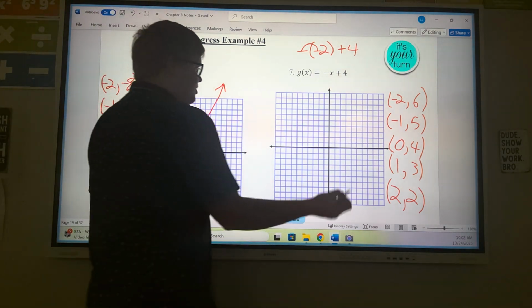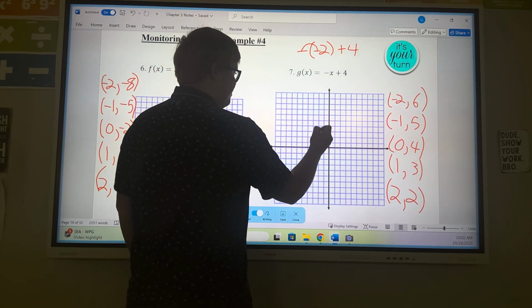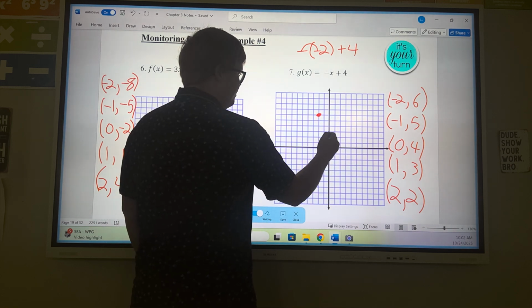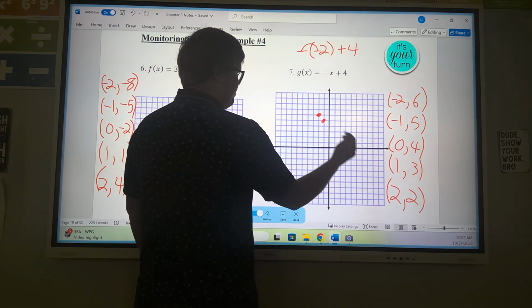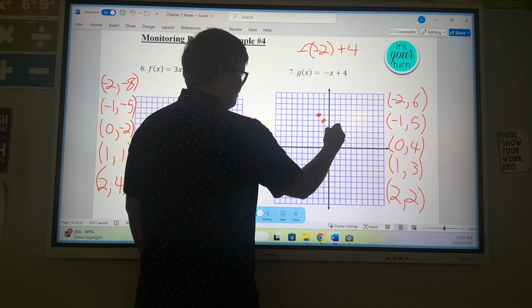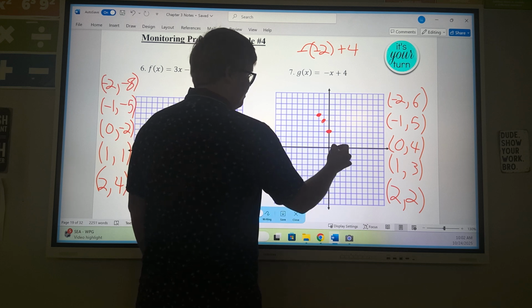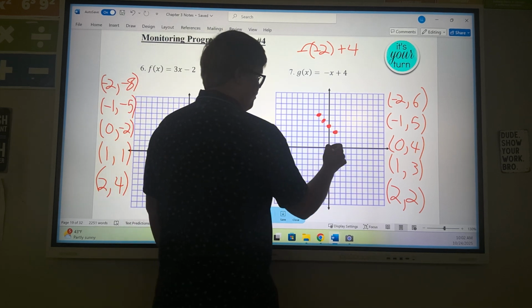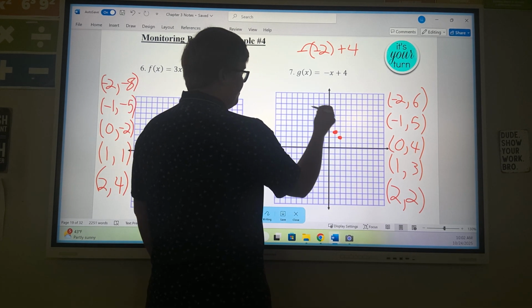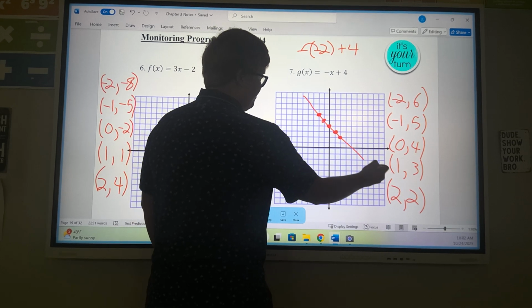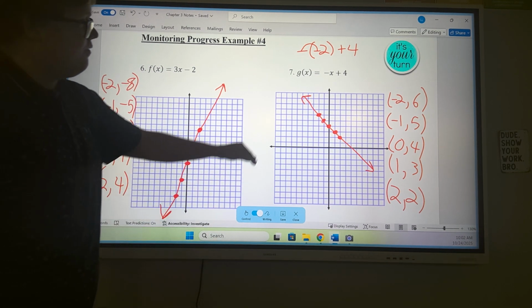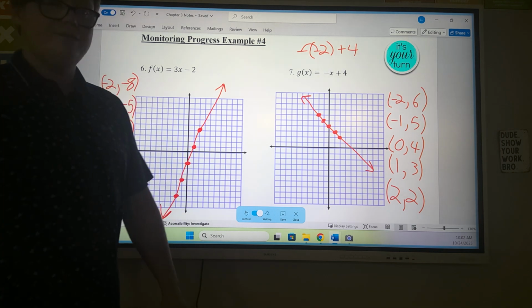So we start -2, 6. So we go left 2, up 6. 1, 2, 3, 4, 5, 6. Okay, we go left 1, up 5. 1, 2, 3, 4, 5. Okay, then we go 0, 4. 1, 3. Right 1, up 3. Okay, and our last one is 2, 2. So we go right 2, up 2. If you notice, these dots are pretty close together, but it's still a straight line. Going down, it's a negative slope. And as long as you have 5 dots in a row, you're going to have a straight line every time.